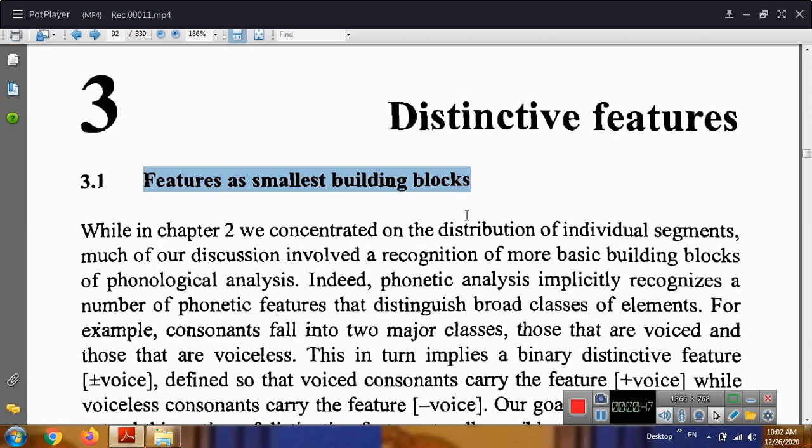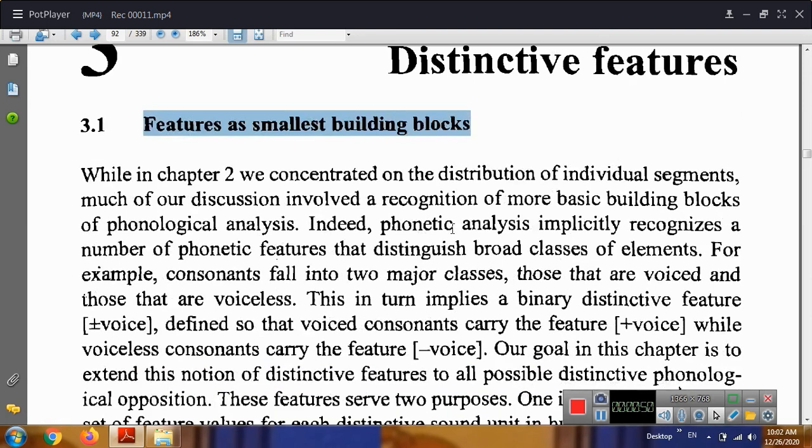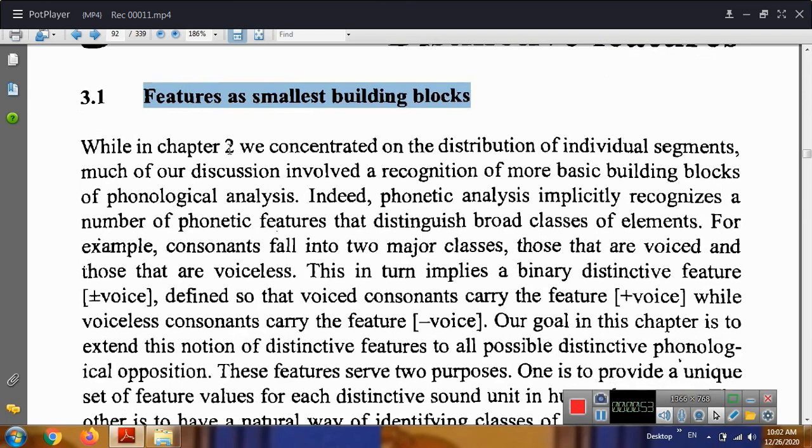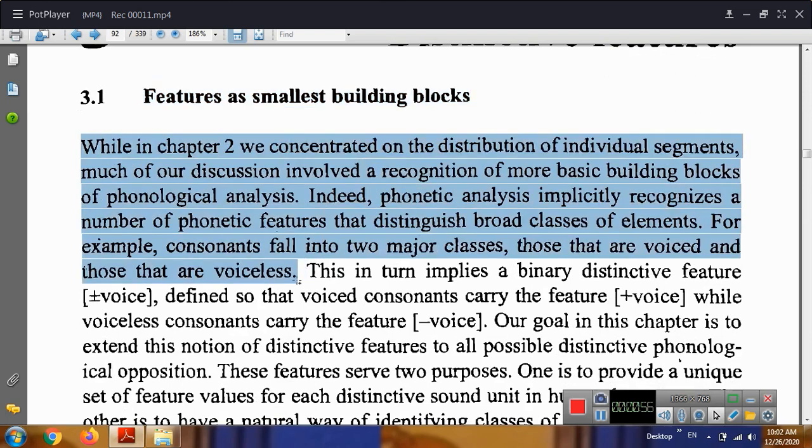Features as the smallest building blocks. In chapter 2, I will first read the text and then explain the details. While in chapter 2 we concentrated on the distribution of individual segments, much of our discussion involved the recognition of more basic building blocks of phonological analysis. Therefore, distinctive features are the smallest building blocks of phonological analysis.